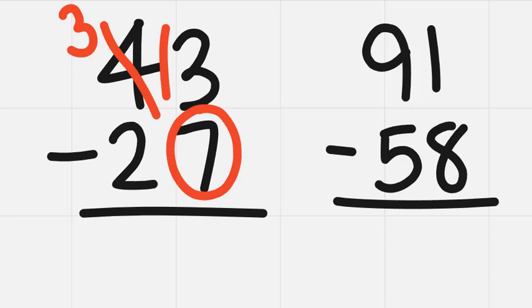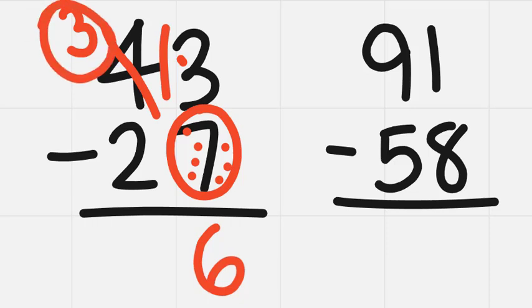Then I can touch and count. 13, 12, 11, 10, 9, 8, 7, 6. 13 minus 7 is 6. Next, I'll circle the 3, touch and count backwards. 3, 2, 1. Our answer is 16.